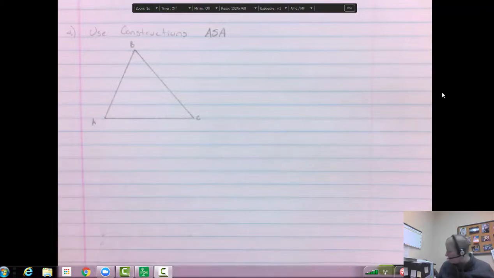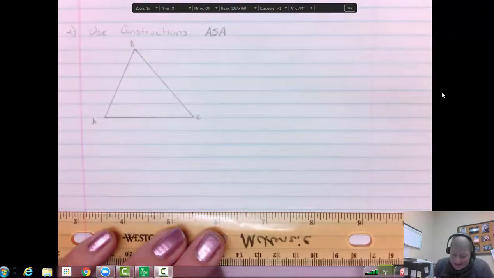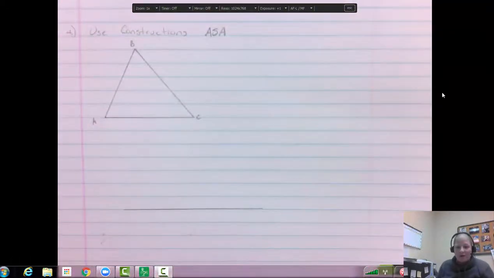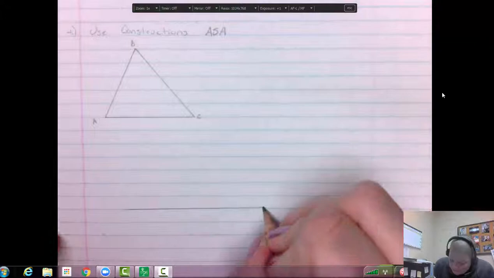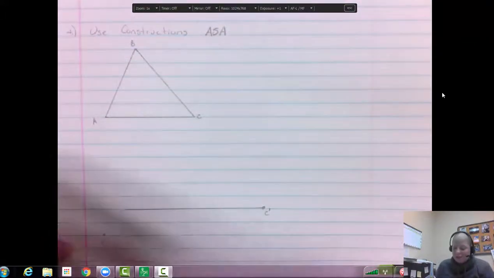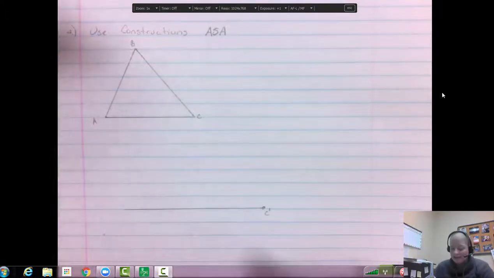So what I'm going to start with is my straight edge. I'm just using a ruler here, and I'm just going to make a line. Okay, not a specific distance at all. At the end of one of the lines, I'm going to say that that's going to be C prime, and I'm going to construct a congruent angle to C.